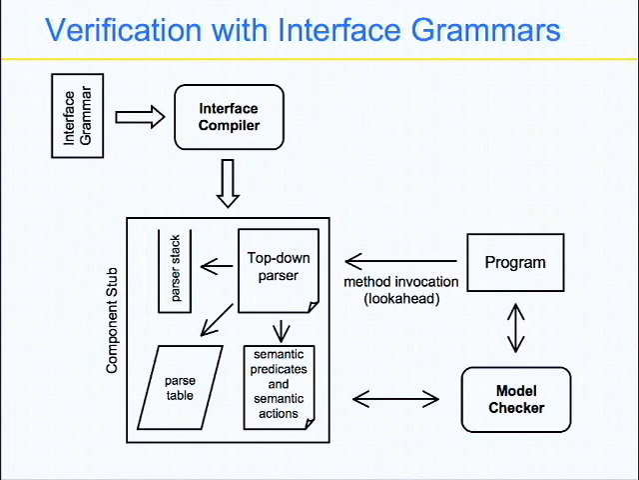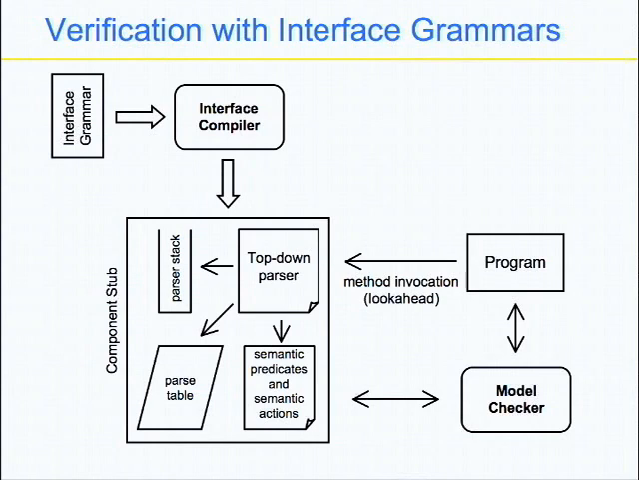My interface compiler is going to generate a stub. So this thing is the stub. And now the program is going to call the stub. And that thing is going to behave according to the interface grammar and return values. So this stub is actually a parser. It parses the incoming method calls based on the interface grammar. And semantic predicates and semantic actions also construct return values and so on.